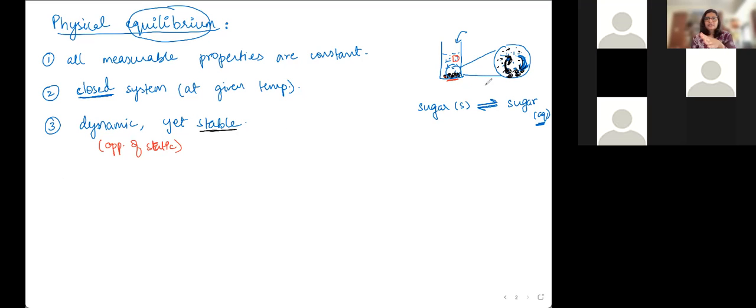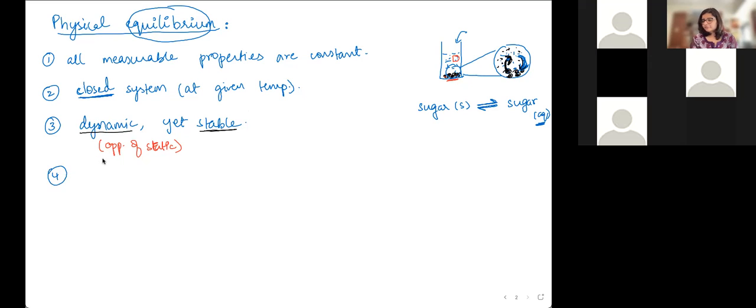Unstable means, like an unsaturated solution, one process is dominating. So the mass of undissolved sugar is constantly decreasing because it is dissolving. But when the equilibrium is established, nothing is changing because whatever is going on, its reverse is also taking place. So that way, dynamic yet stable.